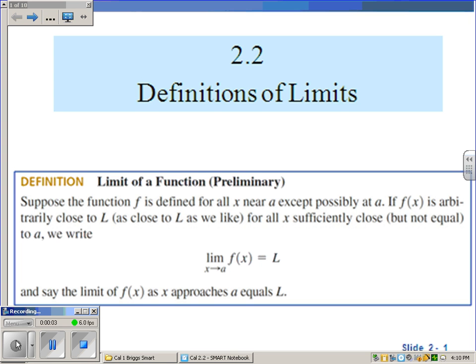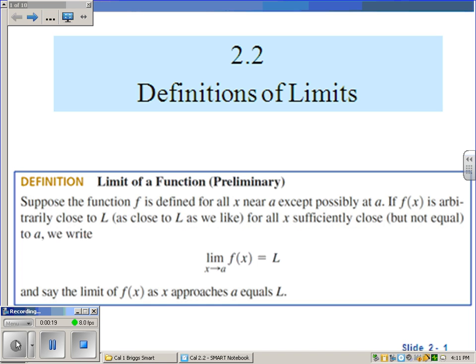Okay, we're going to look at a couple things in this first section. We're going to look at just the definition of a limit, and then also be able to find a limit from a graph.